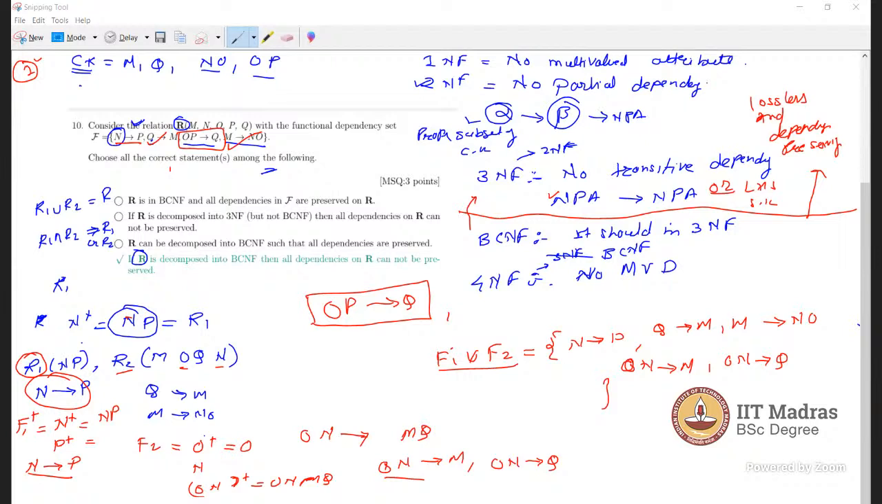Wait, let me check that question. Because I'm not able to find a counter example where this is not true. Everywhere this holds true. So that's why I said reverse is also, I can say, I have written here the example. You can write it down.